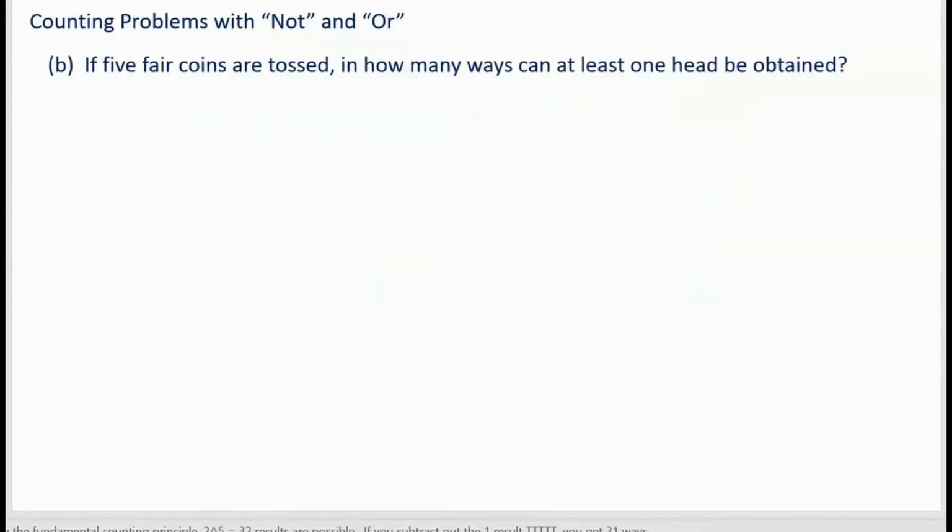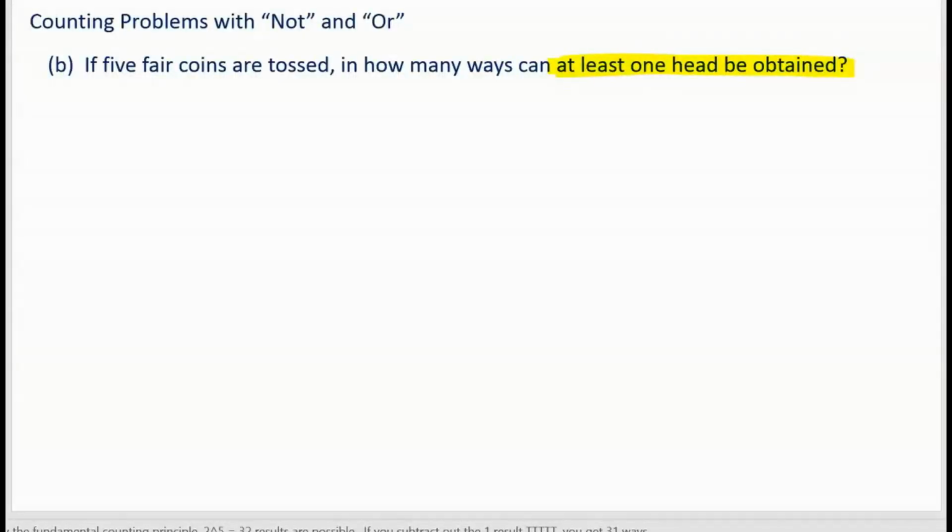All right, next problem. If 5 fair coins are tossed, in how many ways can at least one head be obtained? Now, it turns out that this at least or at most idea comes up frequently when you want to talk about the complement. Because, let's discuss what's going on here. So first of all, how many outcomes are we going to have? If we're talking about tossing a fair coin, how many possible outcomes are there?